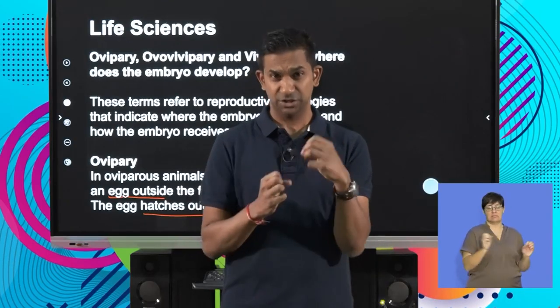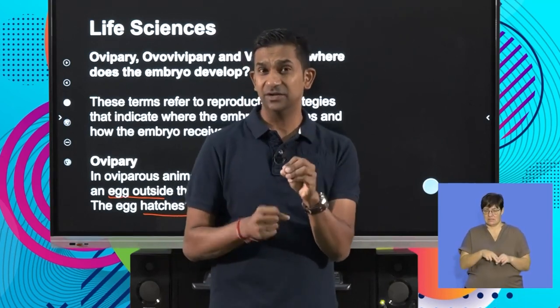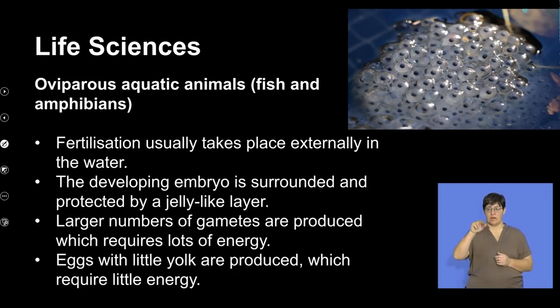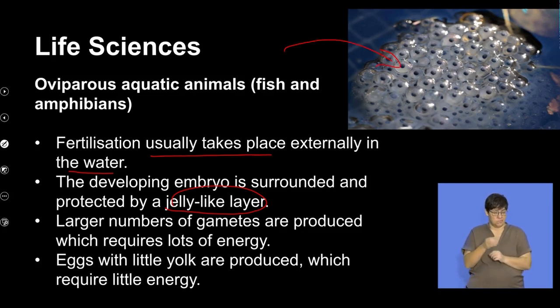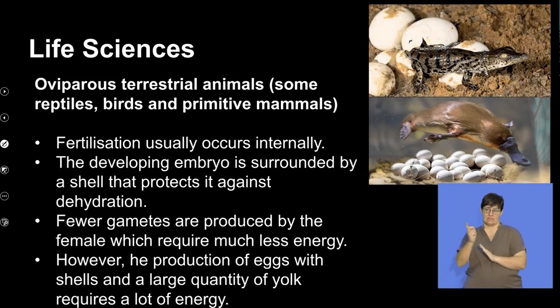So the egg has its yolk, and that egg develops externally, with the young depending on the yolk in there. We notice that fertilization usually takes place externally. The developing embryo is surrounded by a jelly-like layer, and here, these are frog eggs that are released, and so these are developing outside. A large number of gametes are produced, which requires lots of energy. The eggs with the yolk are produced which require little energy, and hence the young develop independently.